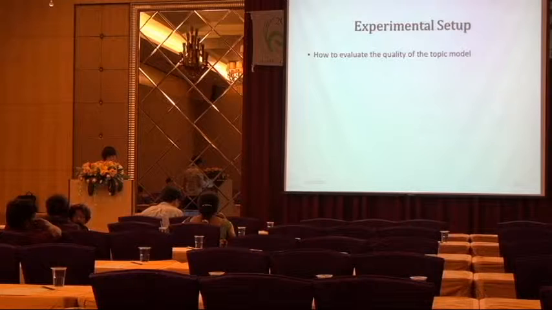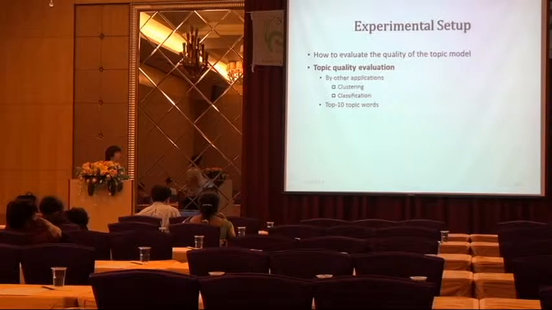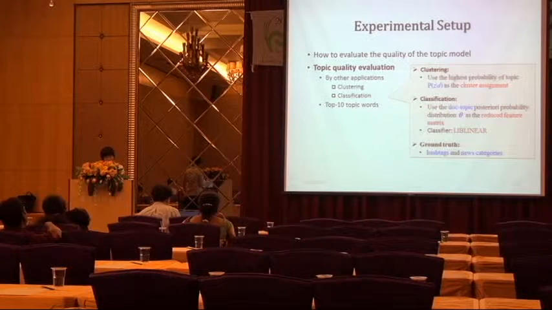In our experiment, the first problem we meet is how to evaluate the quality of the topic model. Because topic modeling is unsupervised learning, it won't output labels, so we should apply other tasks to evaluate. For example, we could use clustering: we use the highest probability topic and define it as the topic of this cluster. And the second one is classification.